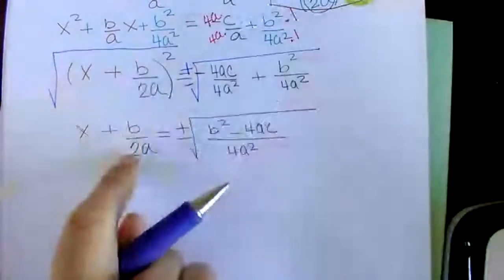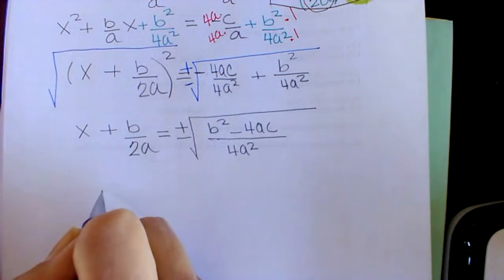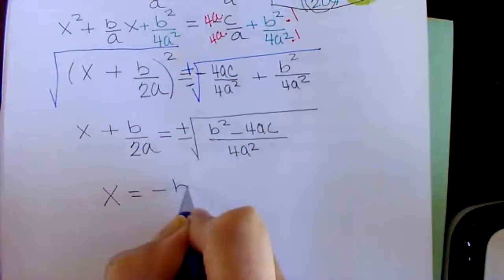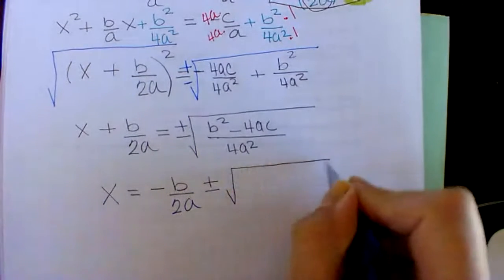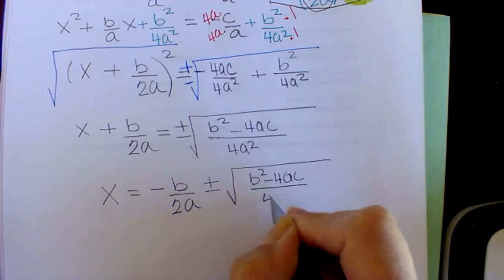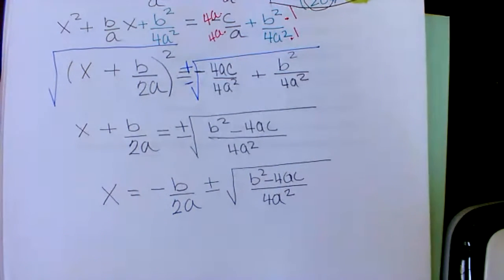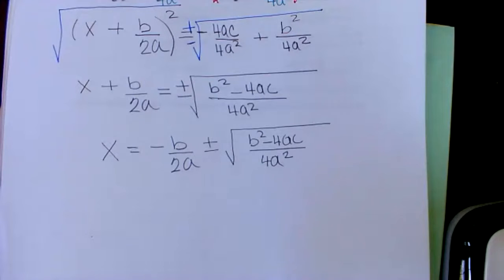Now, I'm going to subtract this one. If I subtract this one on both sides of the equation, what do I get? x is going to be equal to negative b over 2a plus or minus the square root of b squared minus 4ac over 4a squared, right? How are we doing so far? Doing okay?